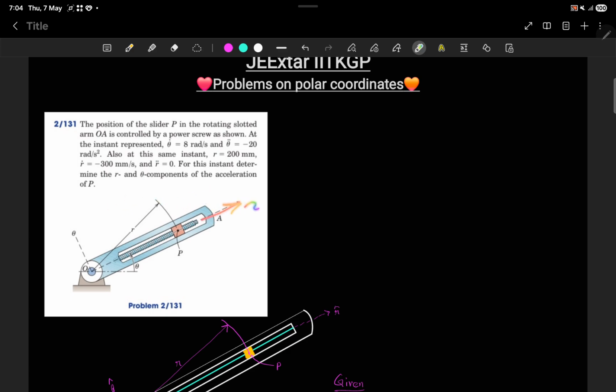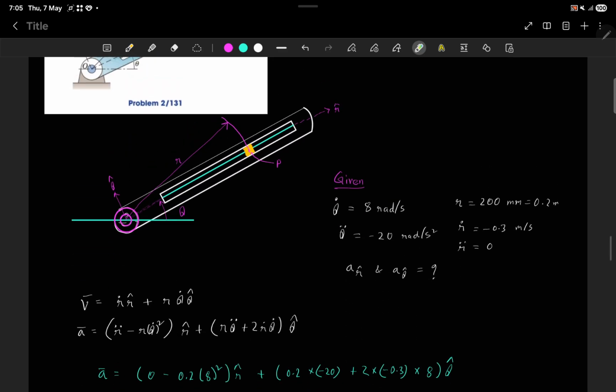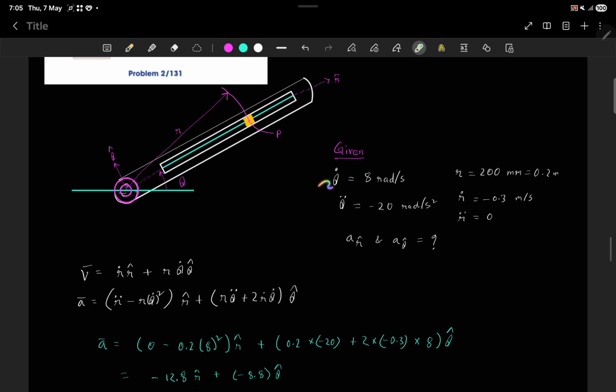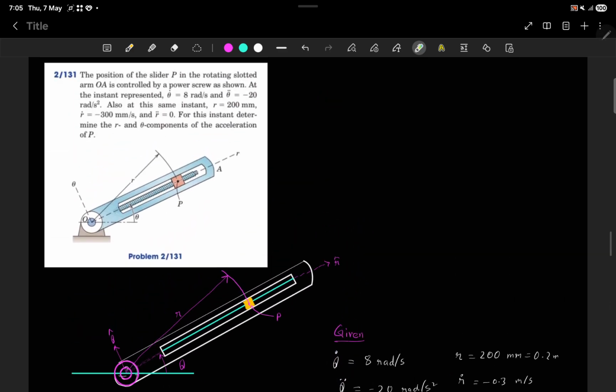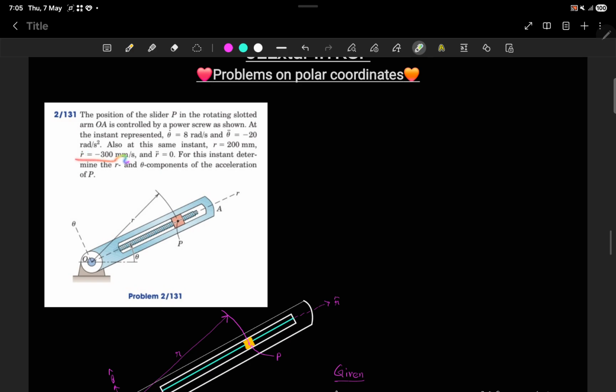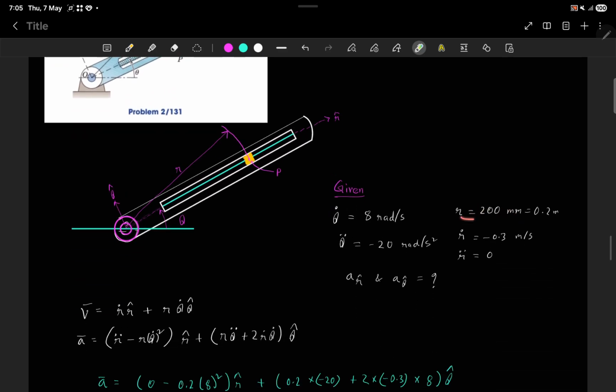So this is my r cap direction and this is the theta cap direction, and we have to determine this a theta and this a r. I have drawn a diagram, not a free body diagram, because you won't need that right now. These are my given data. First of all, I've written theta dot and theta double dot as given, and also r dot and r, and r double dot is also given as 0.